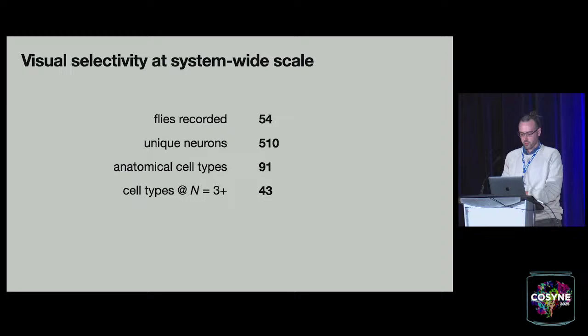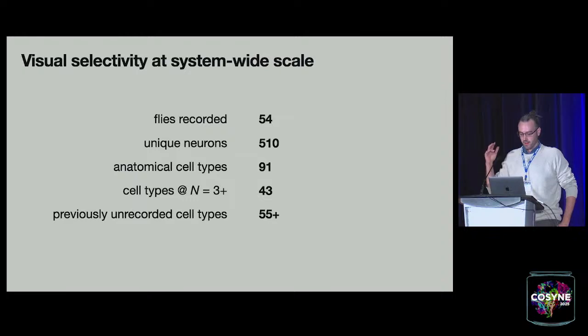And so I performed these recordings over 54 flies, which yielded 510 unique neurons. Pretty good data set. These 510 cells come from 91 cell types found in the connectome. However, because this is a random labeling strategy, not all 91 cell types were well sampled. And so because of this, my subsequent analyses today are going to focus just on the 43 cell types that I recorded at least 3 times each.